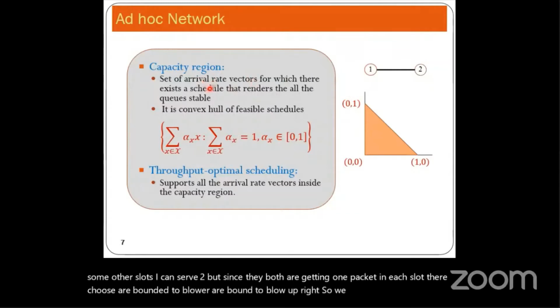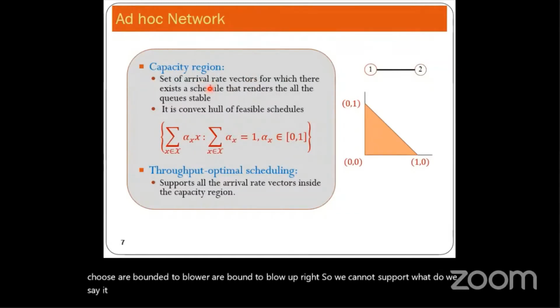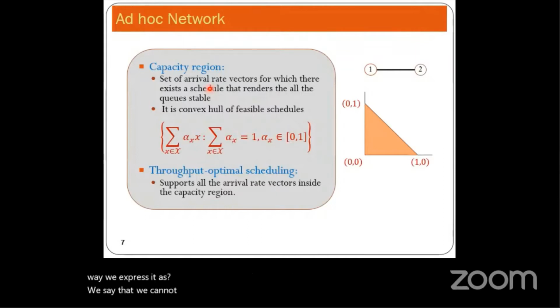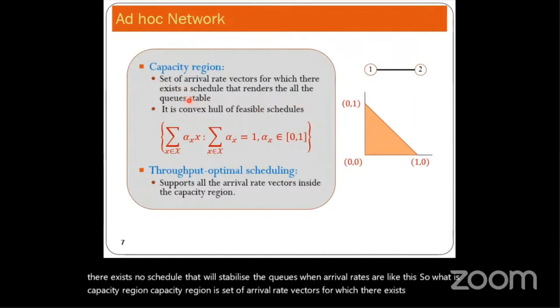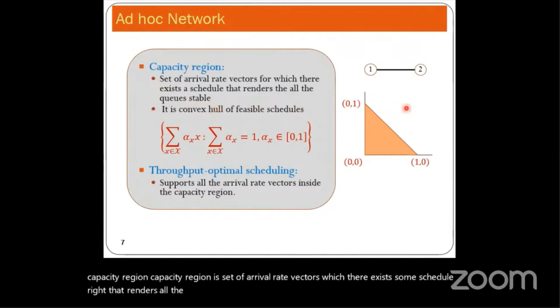The way we express it is, we say that we cannot support this pair of arrival rates, right? Or we can also say that there exists no schedule that will stabilize the queues at these arrival rates. So what is capacity region? Capacity region is the set of arrival rate vectors for which there exists some schedule that renders all the queues stable. So clearly (1,1) will not be part of the capacity region, right? One packet per slot on an average to link 1 and one packet per slot to link 2. That vector will not be part of the capacity region, right?